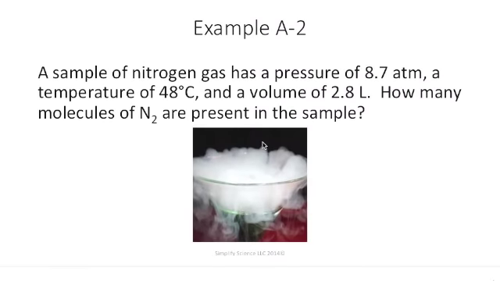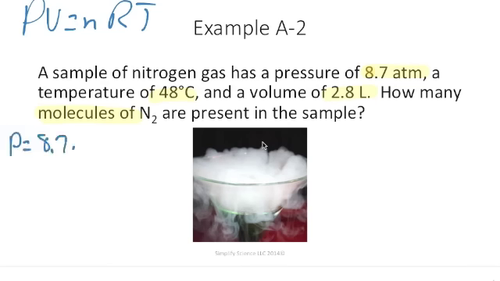Example A2. It says a sample of nitrogen gas has a pressure of 8.7 atmospheres, a temperature of 48 C, a volume of 28 mL. How many molecules of N2 are present? So we're looking for molecules. Now if we look at our equation, PV equals nRT, we're given a pressure equaling 8.7 atmospheres. We have a temperature, which once we convert it to Kelvin, because we always convert it to Kelvin, is 321 K, and we have a volume of 2.8 liters.